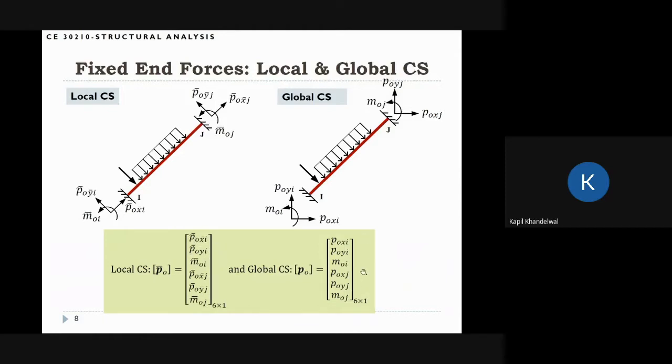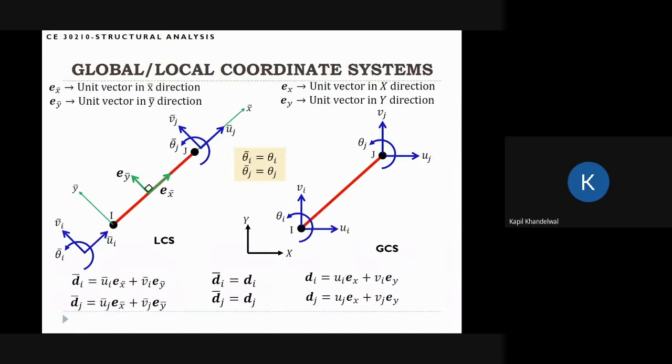And in the global coordinate system, there is no bar. So we just represent these quantities, but with no bar. Now let's see how we can go from local to global coordinate system, or vice versa. You can also go from global to local. And we are going to again use the idea of transformation.